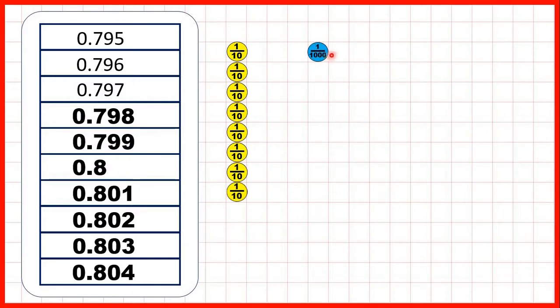Then we can keep on counting in thousandths, but we need to make sure that we write 0.801, because remember, we're counting in thousandths, not in hundredths. We keep on counting until we get to 0.804, so that's 8 tenths, no hundredths, and 4 thousandths.